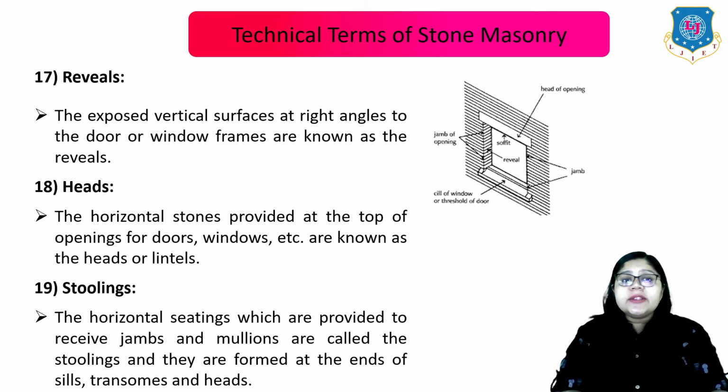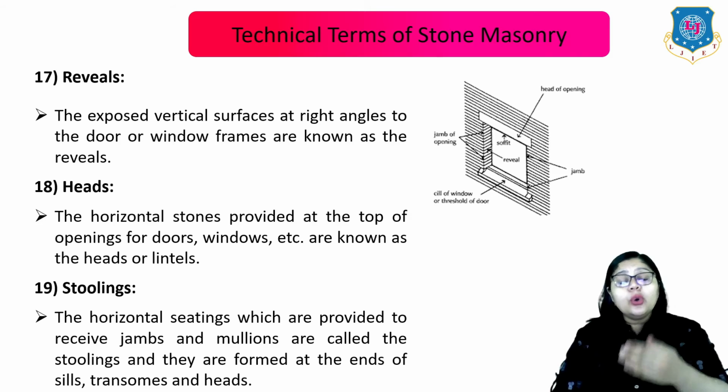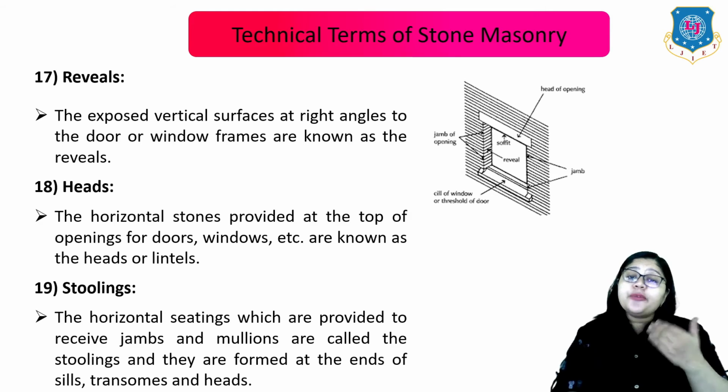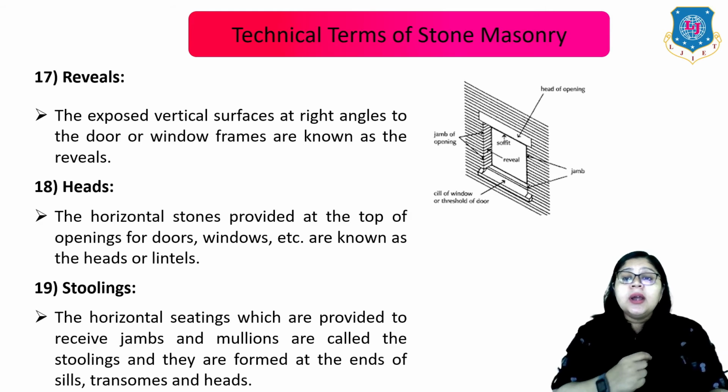Now the 18th one is the heads. The horizontal stones provided at the top of the opening of the door or window are known as the head or the lintels, as shown in this figure. 19th is the stoolings. The horizontal seatings which are provided to receive jambs or mullions are called the stoolings, and they are formed at the end of sills and some transoms and the heads.